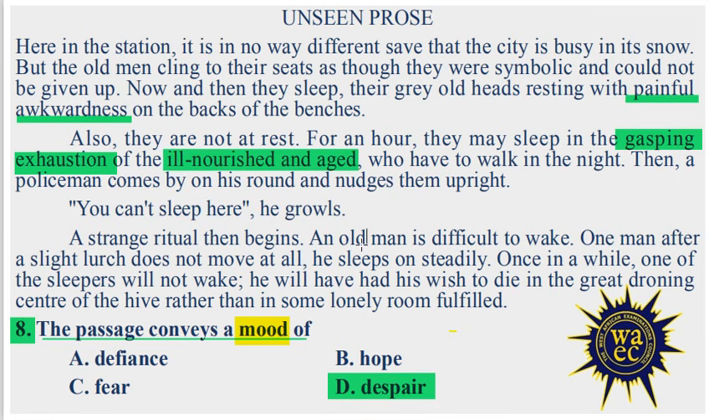Then the most important pointer can be found in the last paragraph. He will have had his wish to die. Look at that expression. One of the sleepers will not wake. He will have had his wish to die in the great droning center. These particular lines show despair, and that is the mood of the passage. It is not defiance, it is not hope, it is not fear, it is despair. Let's move to number 9.